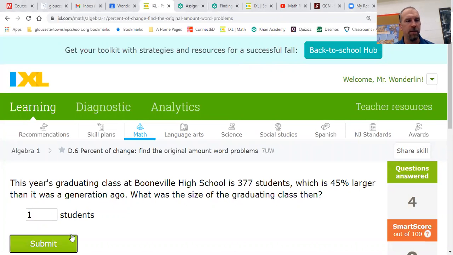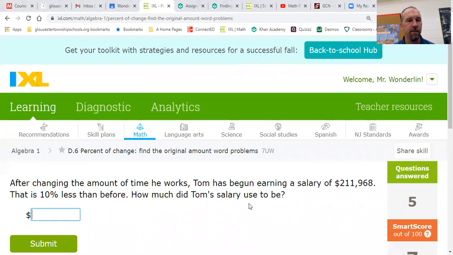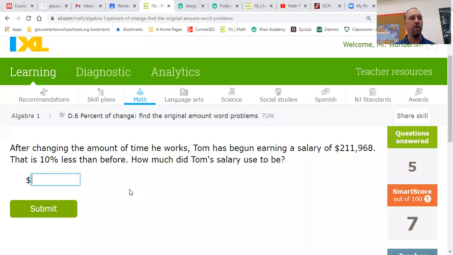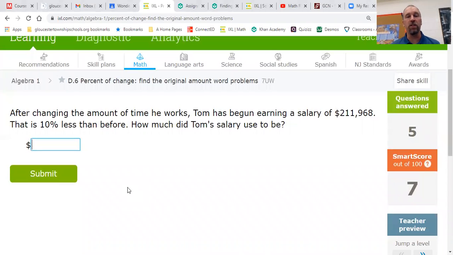Not larger again. I really want to get a less. There we go. After changing the amount of time he works, Tom has begun earning a salary of $211,968. Tom makes a lot of money. Good job, Tom. That's 10% less than before. Uh-oh, Tom's making less now than before. How much did Tom's salary used to be?